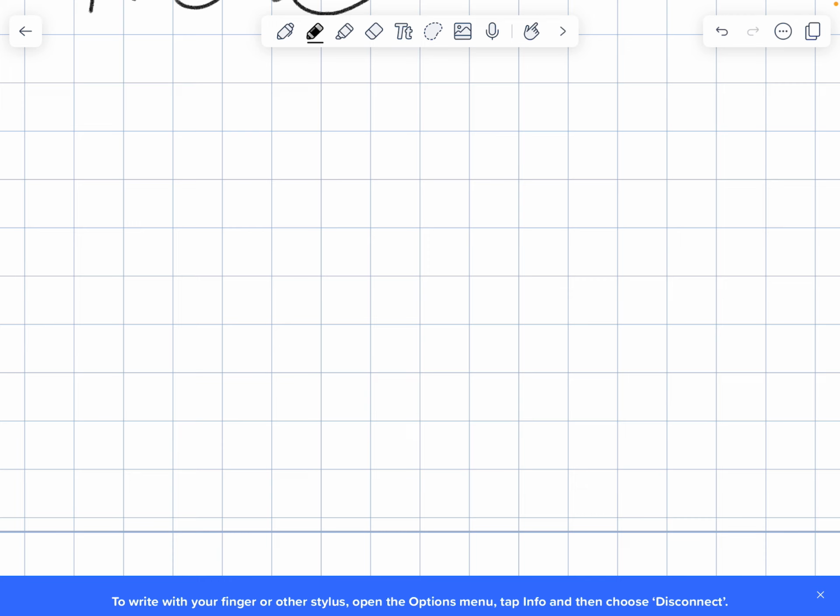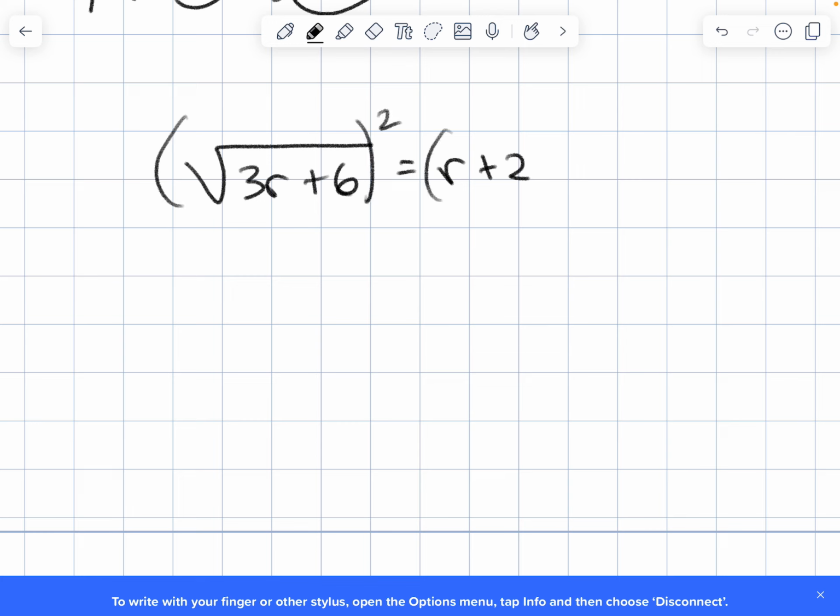Okay, moving right along. Let's go and do this next one. We have the square root of 3r plus 6 equals r plus 2. Now for this one, we want to get rid of the square root symbol, so we're going to square both sides. And when we do that, we have 3r plus 6 equals, and here you've got to be careful.